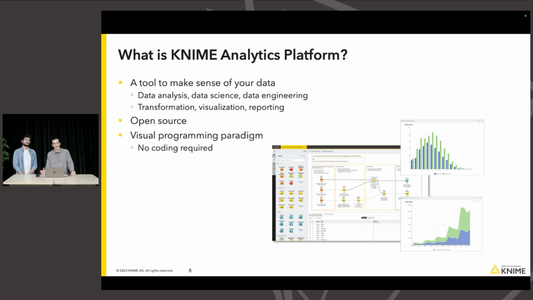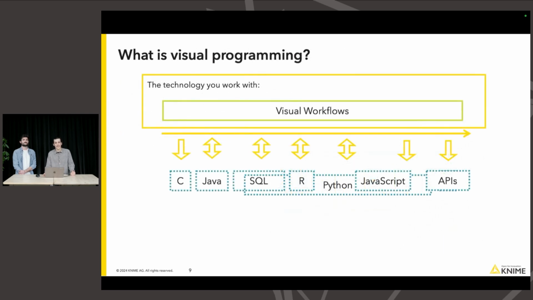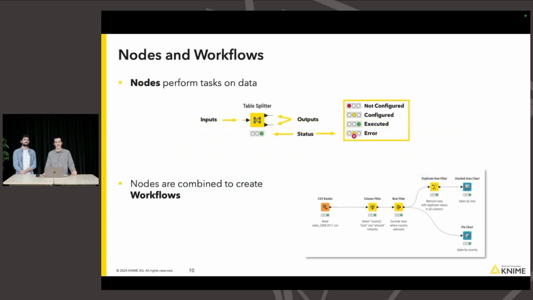The second important feature of KNIME is that it uses visual programming, allowing people that don't have a coding background to start coding right away. So I'm sure you're familiar with one or a few of these technologies. What visual programming allows you to do is take a step back and interact with all of these technologies through a visual interface. And in this visual interface, we use visual units to make sense of our data. So what are these units called in KNIME?